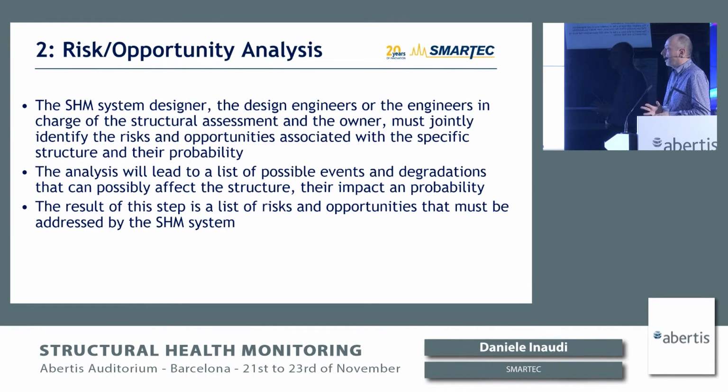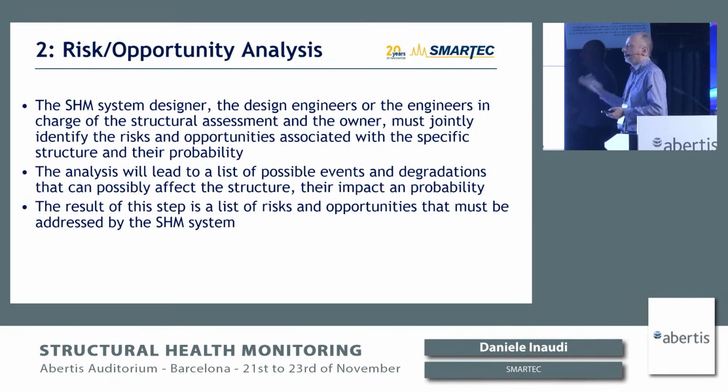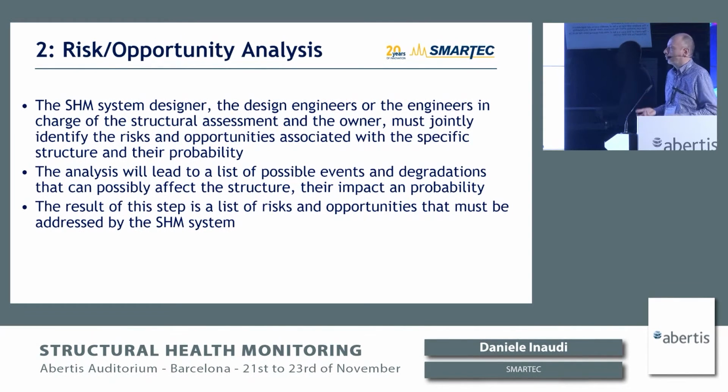So when you do this risk analysis, you get a list of possible events and degradation that can affect the structure, their impact, and their probability. So the result is a list of risks and opportunities that must be addressed by monitoring or by inspection. For example, you might identify loss of pre-stress or corrosion or settlements or earthquake, and you can list those risks and prioritize them according to their impact and probability of occurring.